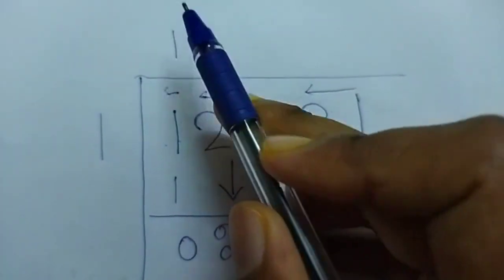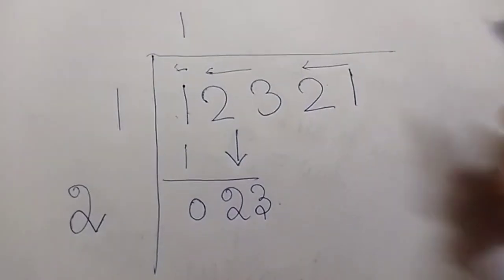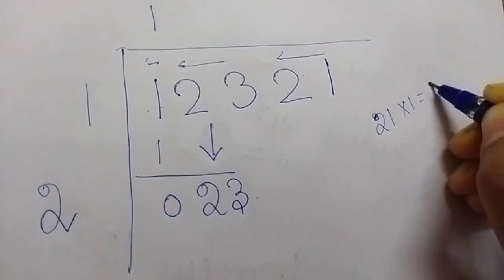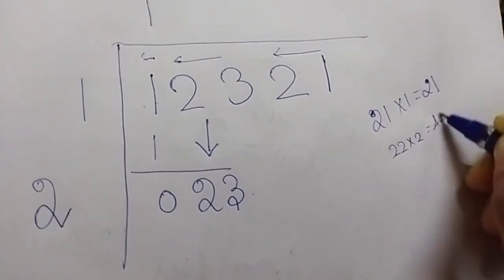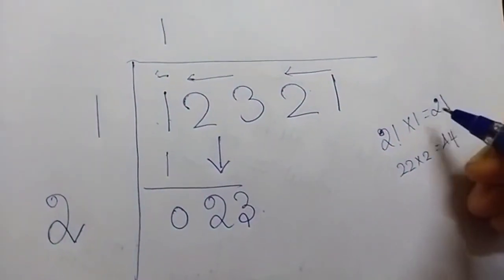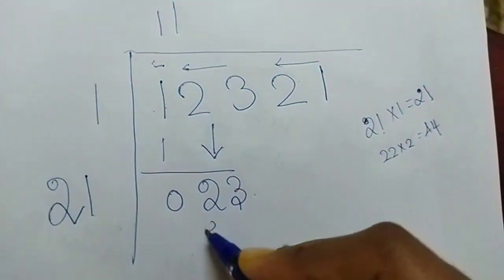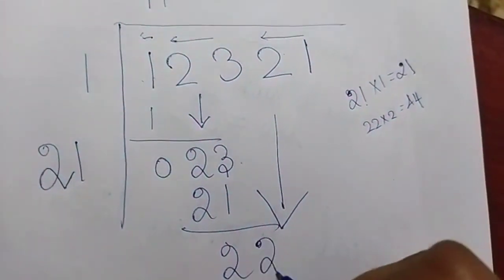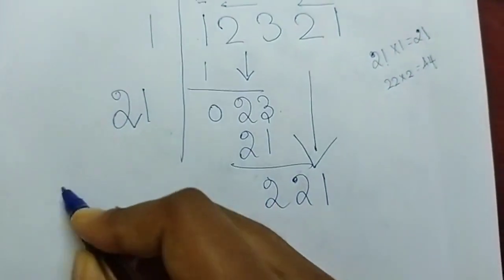Now 1 into 2, that is 2. Now I need to check which number I should put. If I put 1, 21 into 1 I get 21. If I put 2, 22 into 2 I get 44, which is greater than 21. So we can put 1. 21, remainder 2. Then 221, again 11 into 2 we get 22.